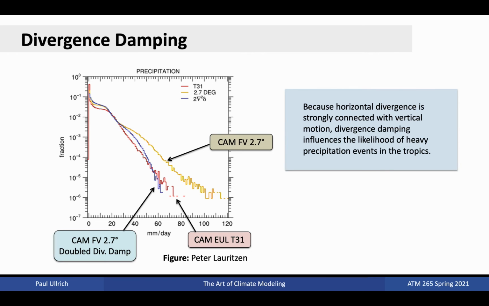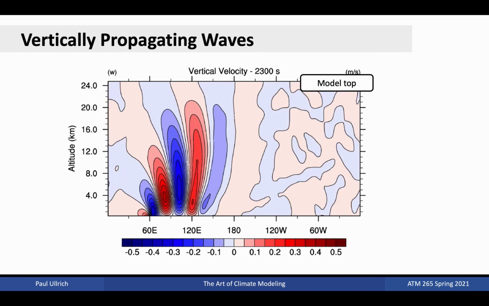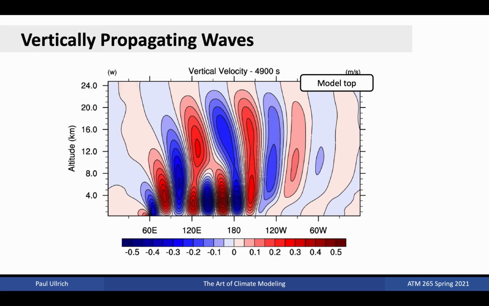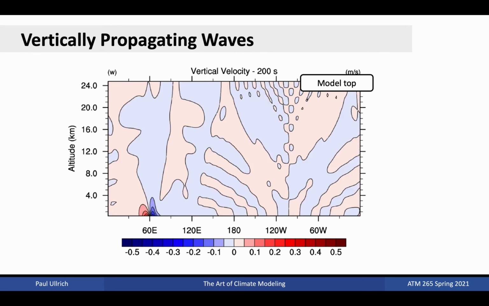However, when divergence damping is doubled from its default value, we get the blue curve, which shows effectively 0 precipitation events over 60 millimeters per day. Notably, less intense precipitation events are essentially unaffected in frequency. CAM finite volume shows much stronger vertical motion than the CAM Eulerian dynamical core, which follows the red curve in this plot. Because the model top has fixed altitude or pressure, there are consequences for wave propagation in the atmosphere.